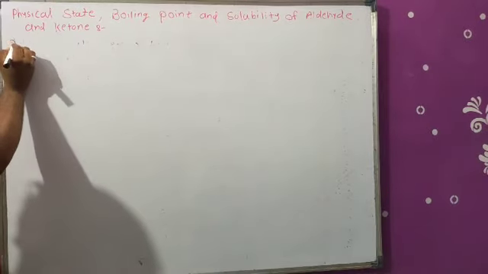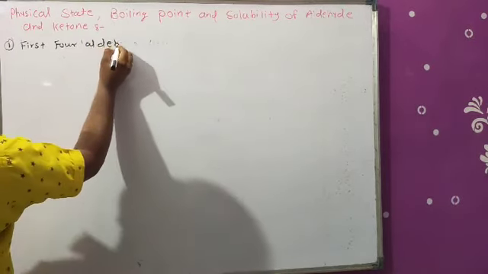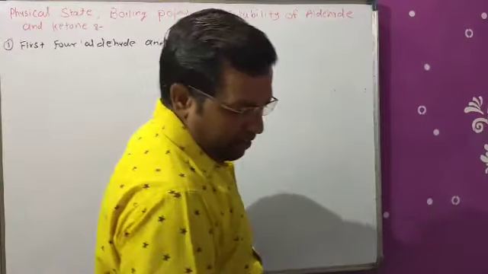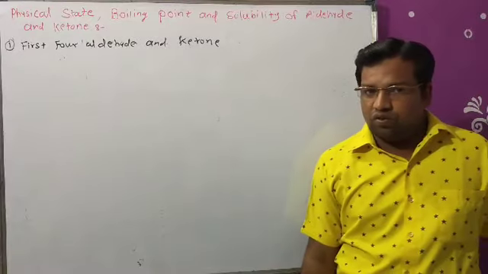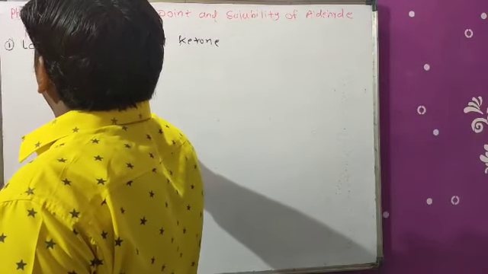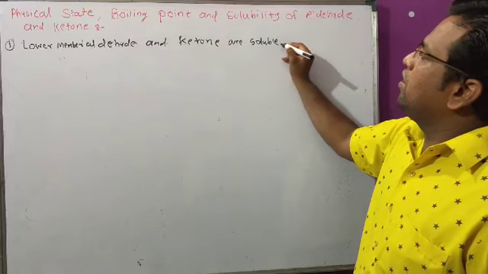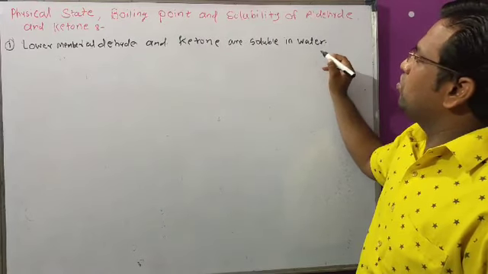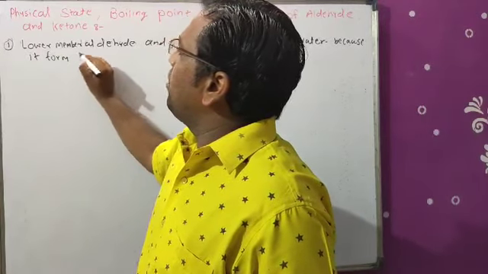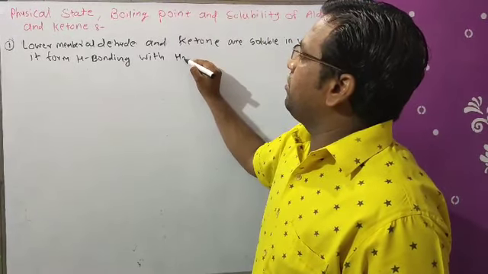Now the next point is solubility. The first four aldehydes and ketones, or the lower members of aldehydes and ketones, are soluble or miscible in water, because they form hydrogen bonding with water molecules, that is H2O molecules.